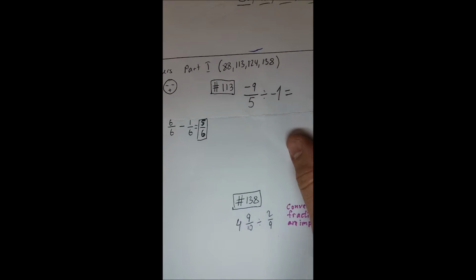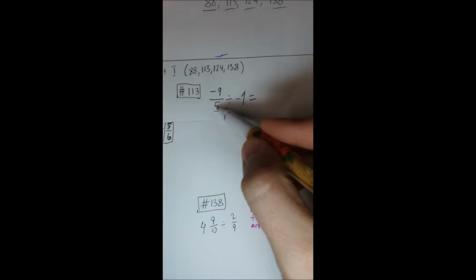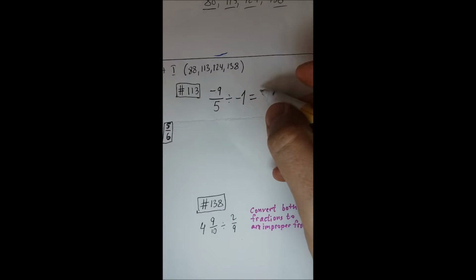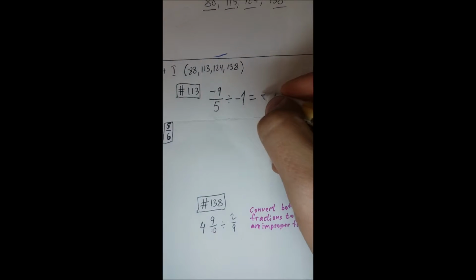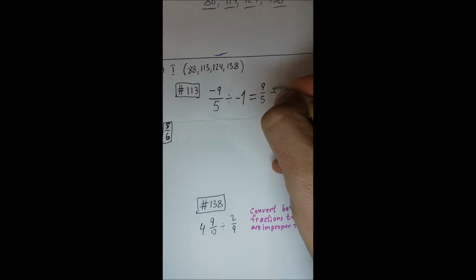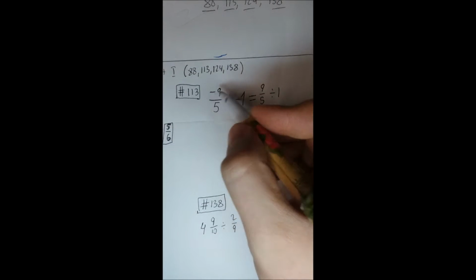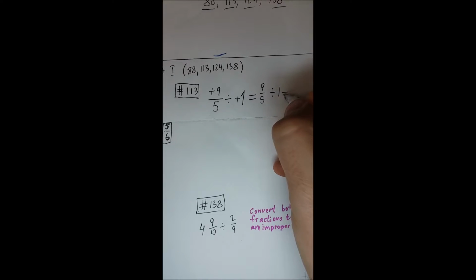Question 113. This one is looking very tricky, but it's not. So minus 9 over 5 divided by negative 1. This one you can kind of treat as negative divided by negative. So it's going to look like 9 over 5 divided by positive 1, because negative divided by negative, they cancel out, it's positive. 9 over 5 divided by 1, anything divided by 1 is itself. So the answer is just going to be positive 9 over 5.